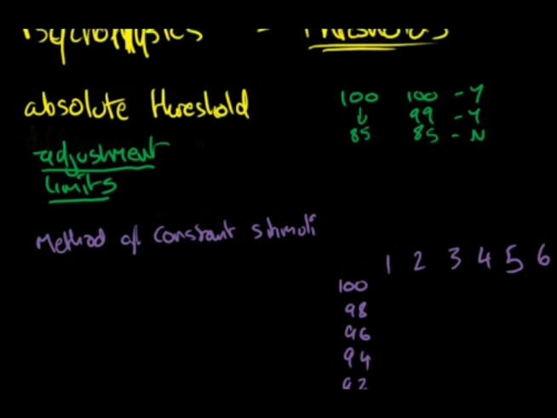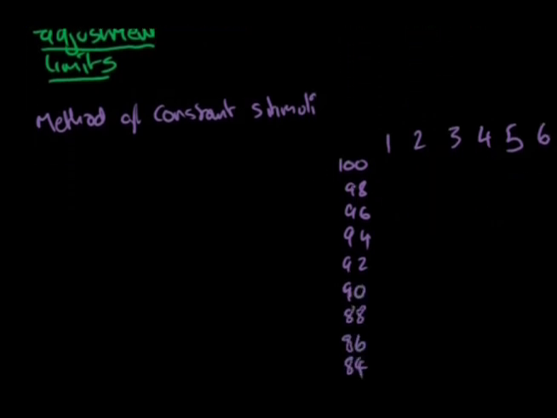But with the method of constant stimuli, we might first present 100, and then 92, and then 96, and then 94, and then 98, and then 90, so that it's random. The next tone you hear is not going to be based on the previous tone, so there's no expectation. And we might get kind of yes, yes, yes, yes, no, no.